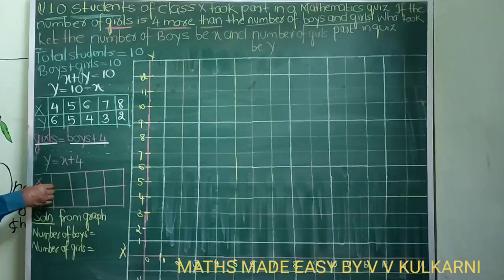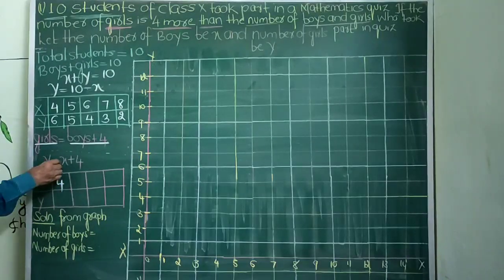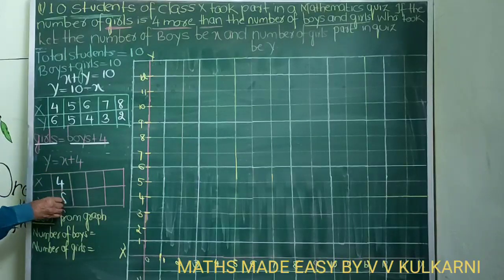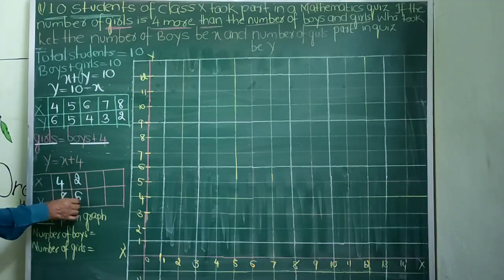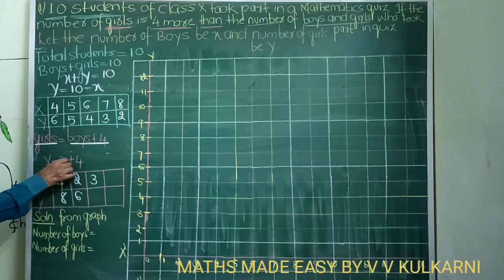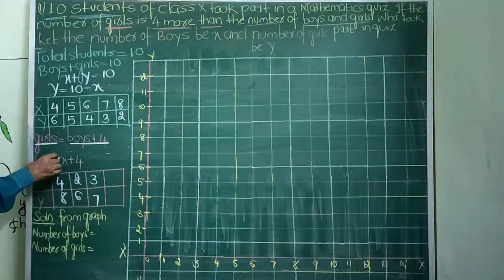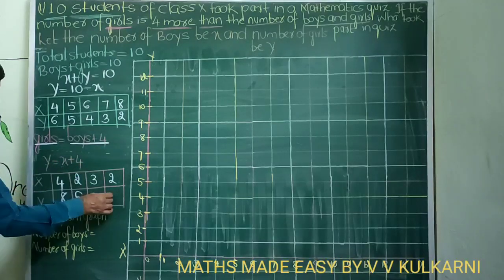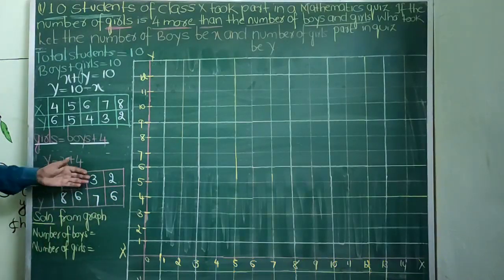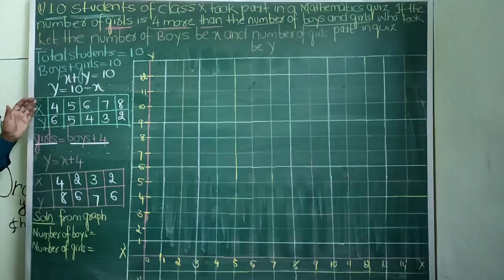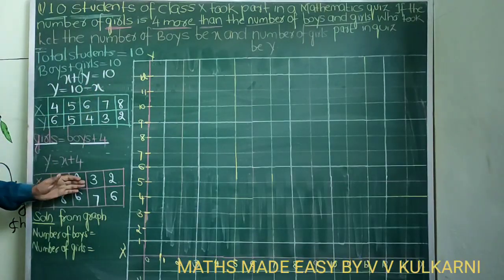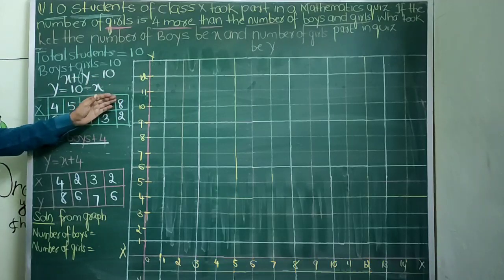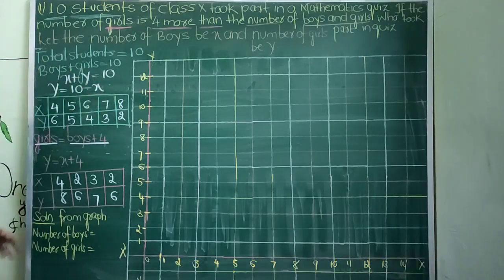Whatever value you take for X here, suppose I take X as 4, then Y will be equal to 8. Suppose I take X as 2, then 2 plus 4 is 6. Suppose I take X as 3, 3 plus 4 is 7. If you want, you can still add more. You should not ask, sir, why did you take 5 here, why did you take 4 here. You can take 4, no problem as such. That is not a big issue at all.